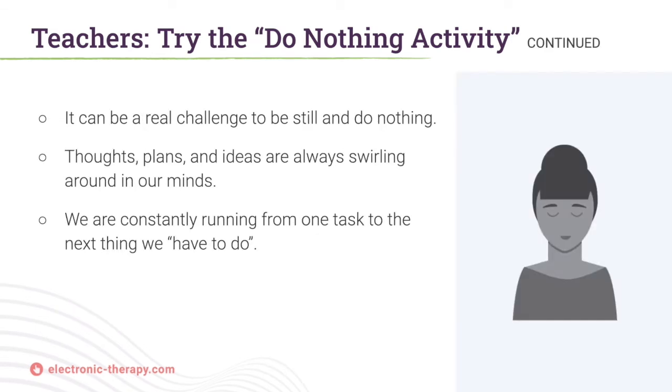And this can be quite difficult at first because, like that glitter jar, we have thoughts and plans and ideas constantly swirling around in our minds. So, when we have a moment to stop, we are often thinking, oh, I need to do this or that, or I better get started on the next thing. Because our lives are so full and so busy, we are constantly running from one thing to the next.